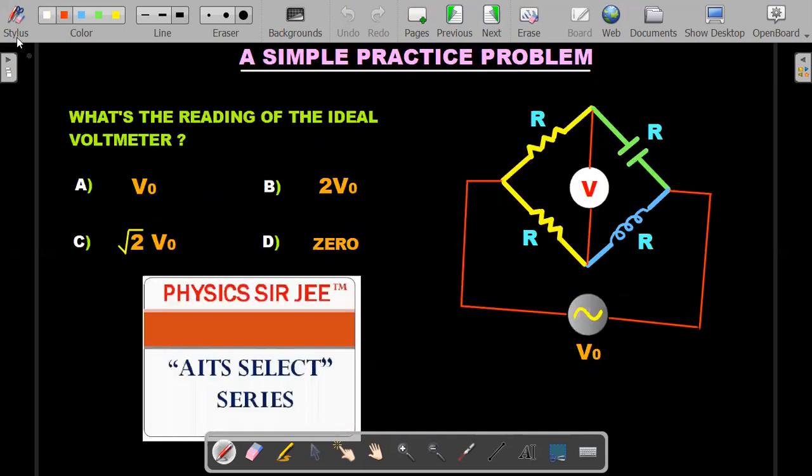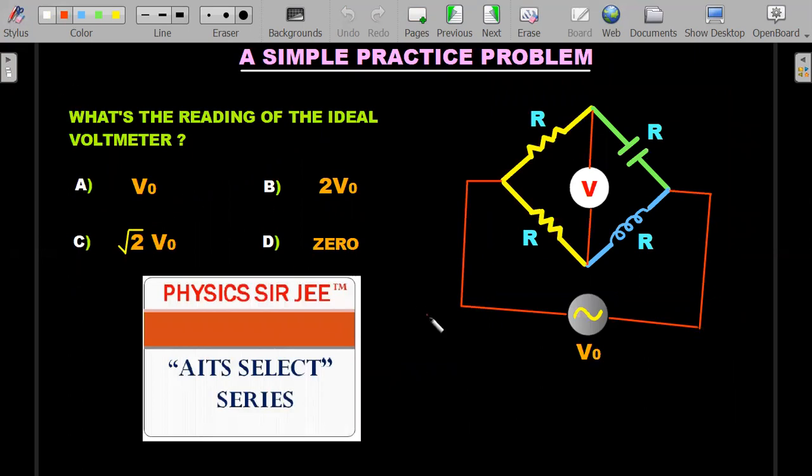So here's the practice problem. In the AITS Select series, I'll take up the solution. Very simple one, JEE Advanced level. You should be able to crack this if you're good at phasors. You can try it out using complex number analysis also, but I would urge you to practice your phasor understanding. So read the question on your own, try it out, and comment the answer below in the comment section.